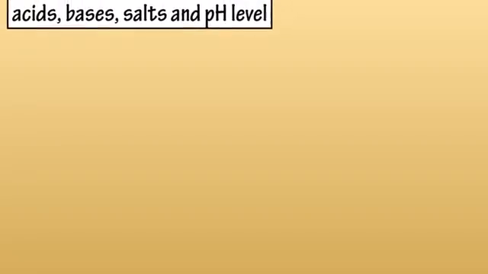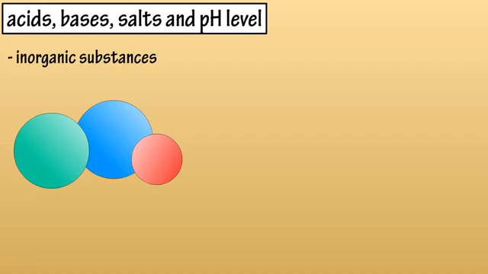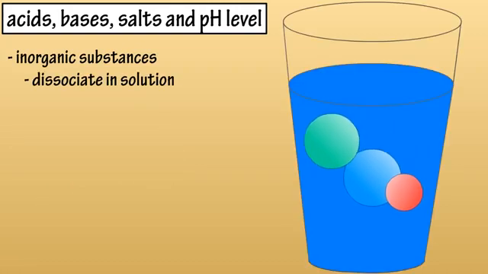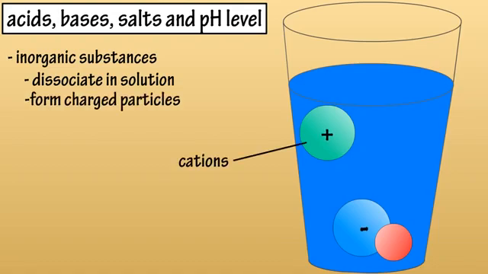Acids, bases, salts, and pH level. Acids, bases, and salts are inorganic substances that break up or dissociate in solution or water to form charged particles or ions. The positive ions are called cations, and the negatively charged ions are called anions.